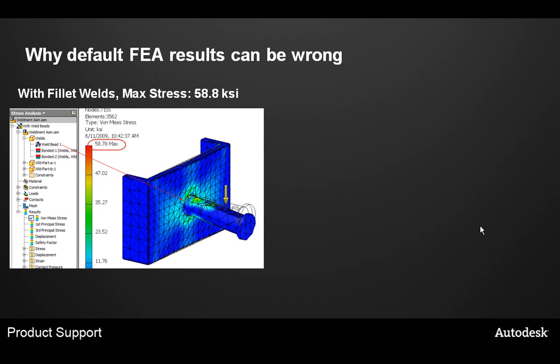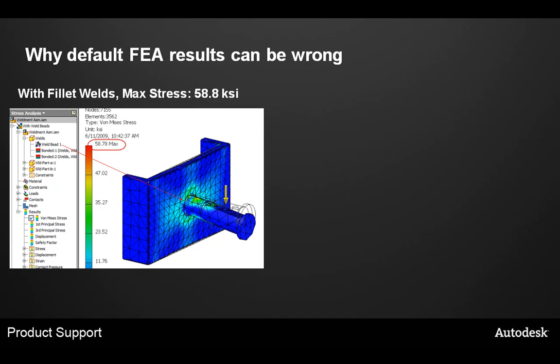Here is a big caveat on doing FEA calculations out of the box without thinking deeper. Default FEA results can be wrong, and I use a very simple example here with a weldment assembly. In this slide you see that in our initial calculation we obtain a maximum stress of 58.8 ksi, and that's the situation where we have weld beads present.